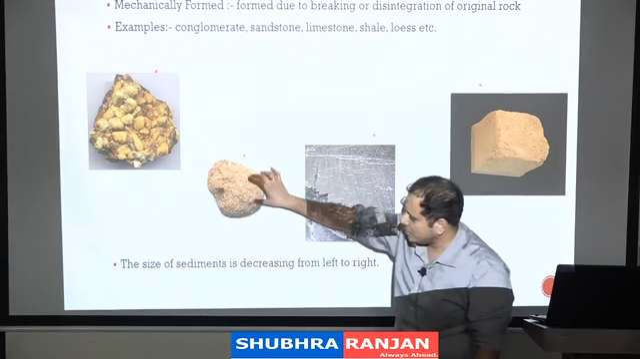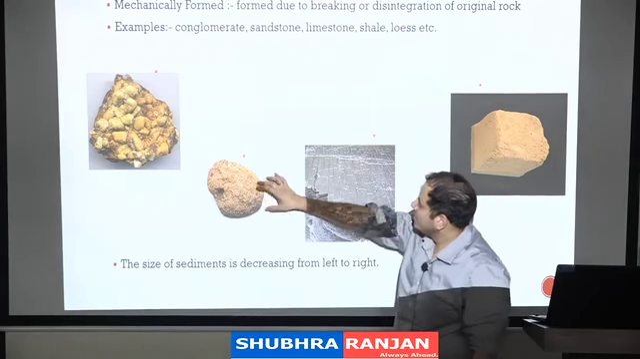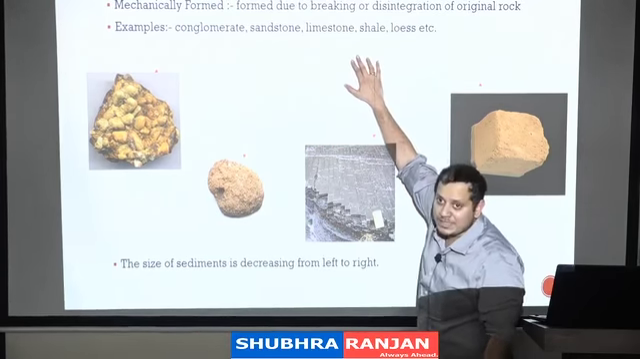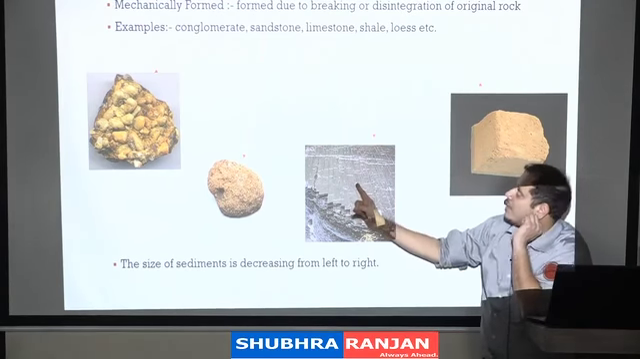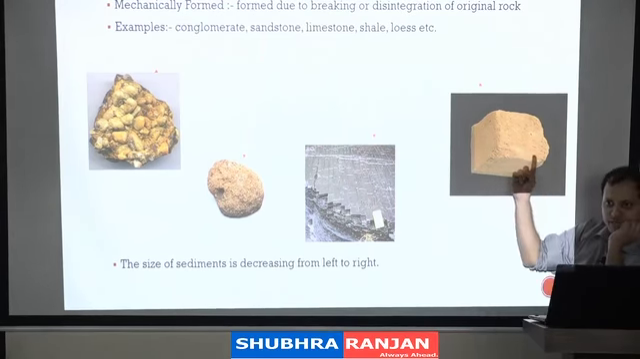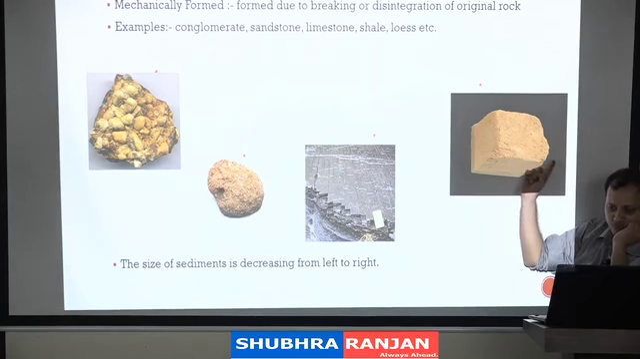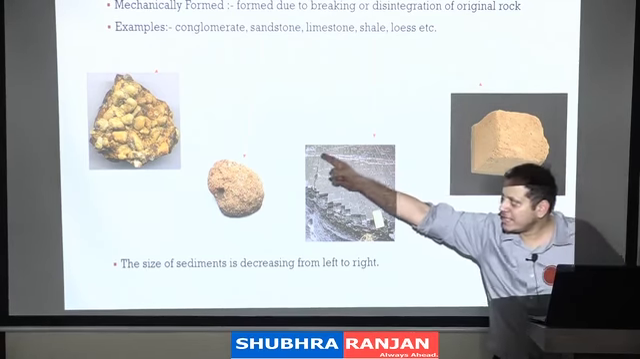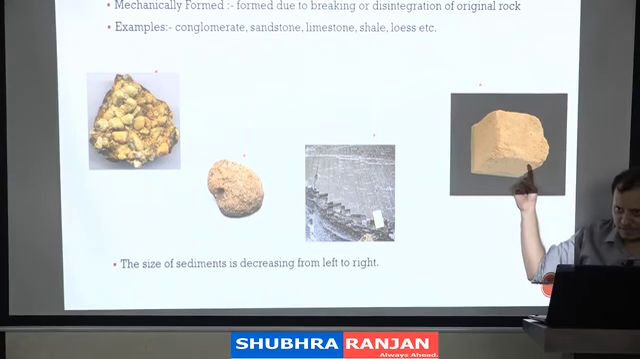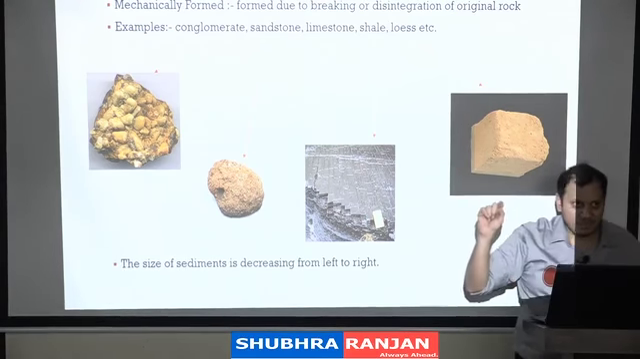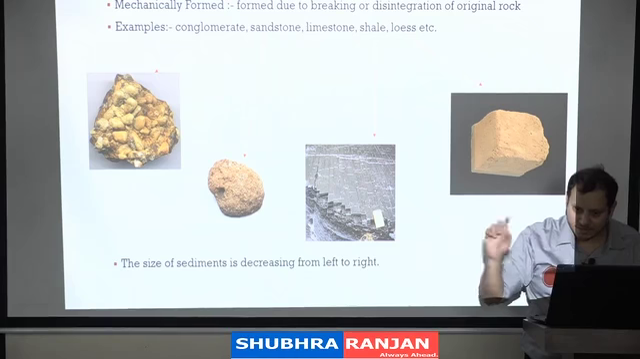Conglomerates से थोड़ा छोटा is the sandstone. Sandstone से उसके बाद is the limestone. I have not shown you the limestone here, but उससे भी छोटा is shale. And shale से एकदम very minute particles is known as loess. So what you should remember, the size of the sediments will go on decreasing. Fine with this? The conglomerates will have large sediments. Clear?